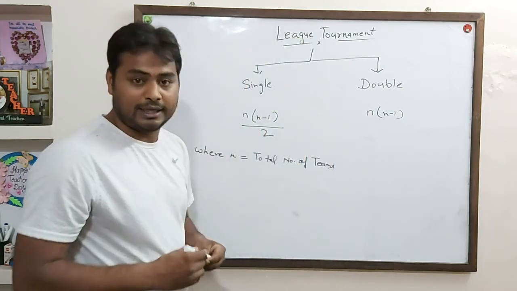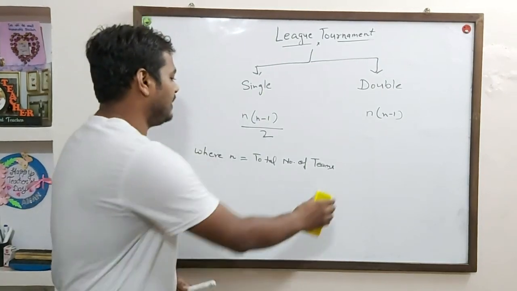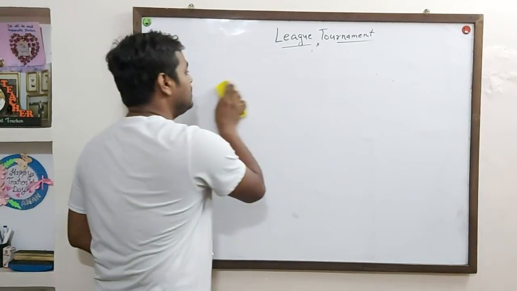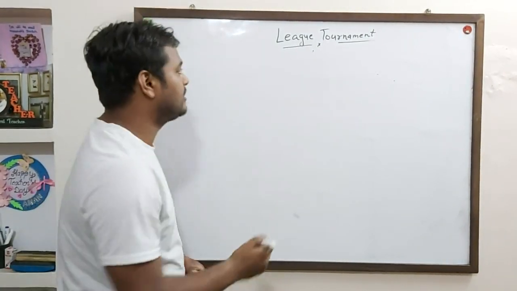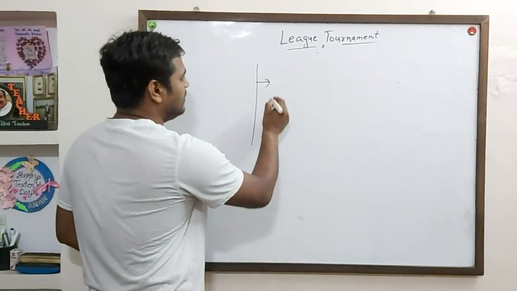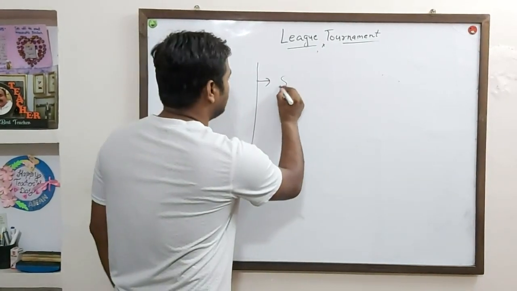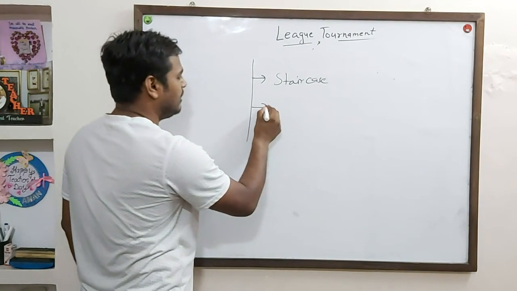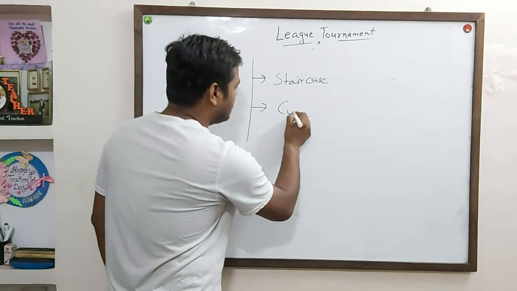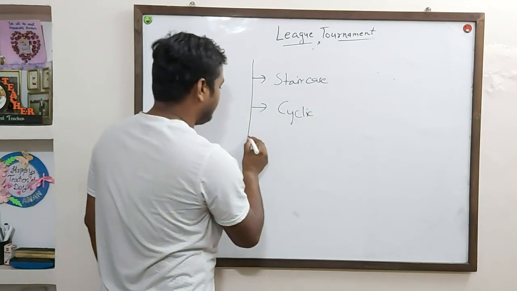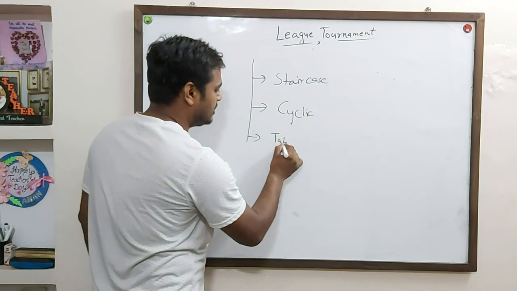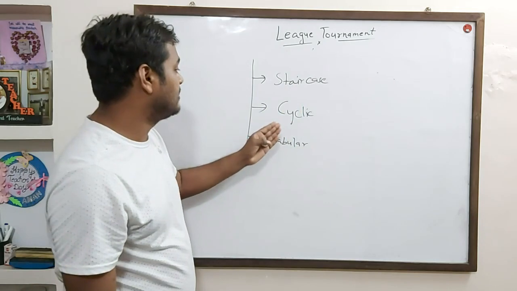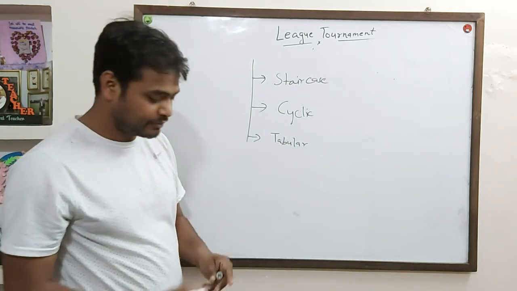Now I am going to tell you how to draw a picture of a league tournament. For drawing a league tournament fixture, there are three methods. Method number 1 is very common. It is known as the staircase method. Number 2 is the cyclic method. And number 3 is the tabular method. First is staircase, then cyclic, and then tabular.